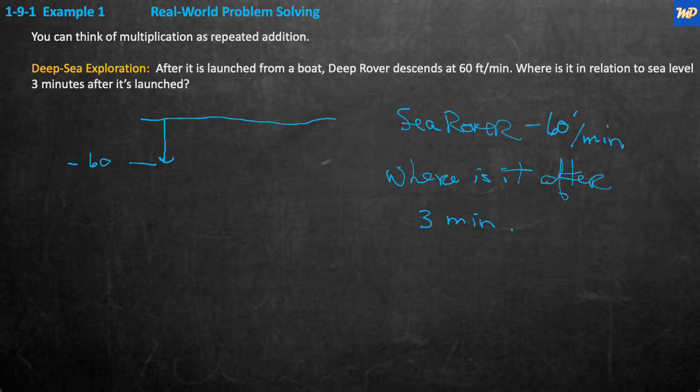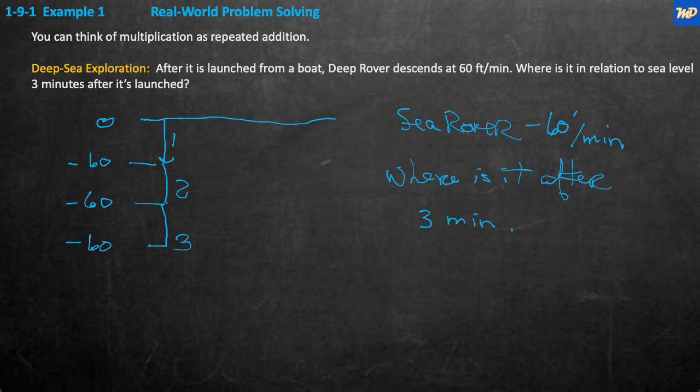Negative. 0 is right here at the top. Sea level is 0. We're going to go down minus 60. And then we're going to go down minus 60 again. This is 1 minute, 2 minutes, and 3 minutes.